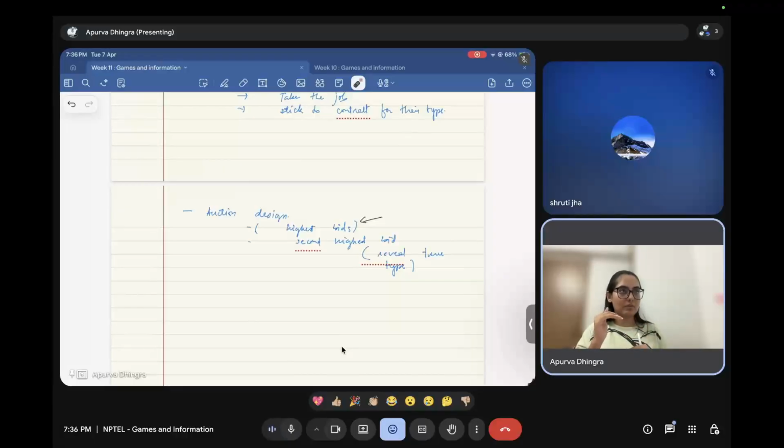He'll pay the amount of the second highest bid, so he's likely to push his bid value towards his thought of optimal value. In that sense, the true type will get revealed, and this turns out to be incentive compatible.